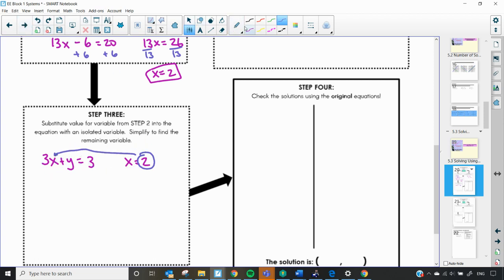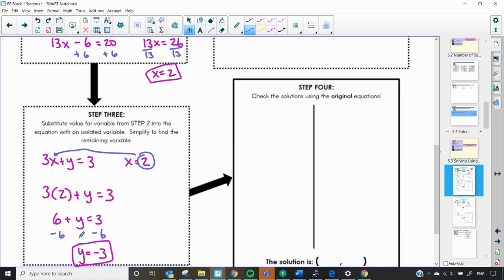All right. So rewriting this, I'm going to have 3 times 2. Now, when I do substitutions, I always try to use brackets. 3 times 2 plus y equals 3. 3 times 2 is 6, plus y equals 3. We're going to subtract 6 from both sides, and we have y equals negative 3.